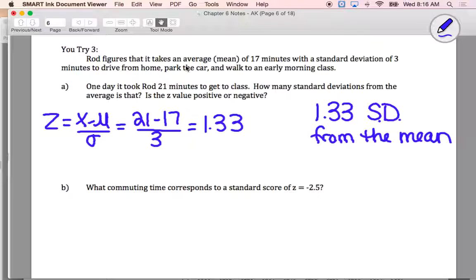Then they want to know, is the z value positive or negative? We got a positive number because 21 is bigger than our mean. So if we're bigger than the mean, you're going to have a positive number.